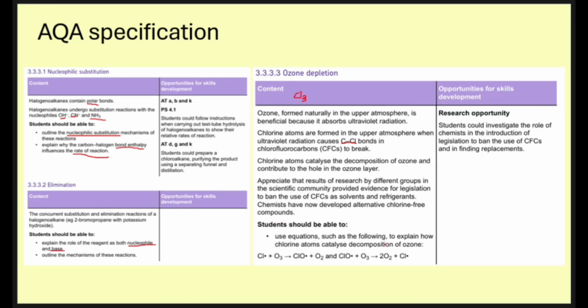To put this into practice, students should be able to use equations, such as this one below, to explain how chlorine atoms catalyse decomposition of the ozone. So here we've got a chlorine free radical, which I'll explain later. Chlorine free radical plus ozone creates another radical, and an oxygen, and then again we've got another radical here, plus ozone, creates another molecule of oxygen. So we're breaking the ozone down into oxygen, which we don't want to happen.